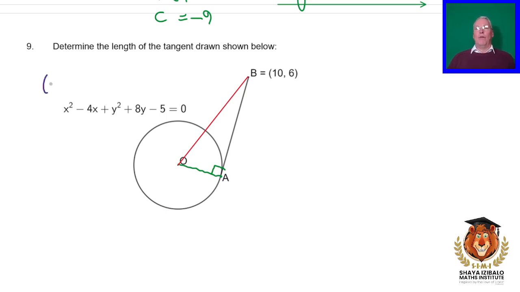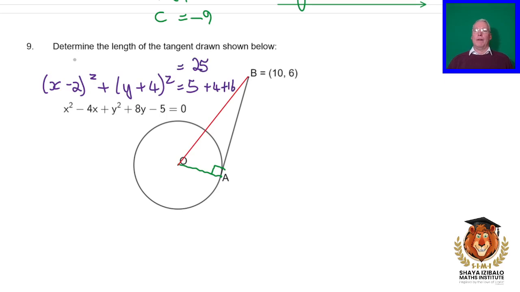But we can't do any of that before we know the center and the radius of this circle. Let's put it into standard form. x minus 2 all squared plus y plus 4 all squared. We've got a 5 already on the right hand side. We're going to add in 4 and 16, so 5 plus 4 plus 16. In fact, this comes to 25. So we know the center and we know the radius.